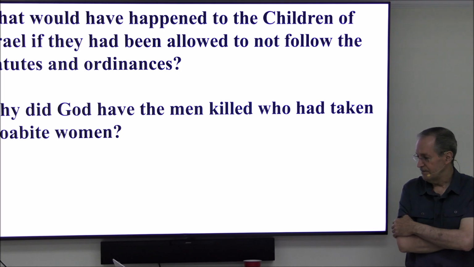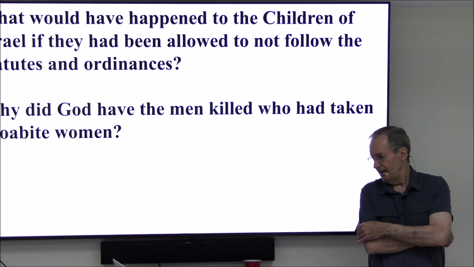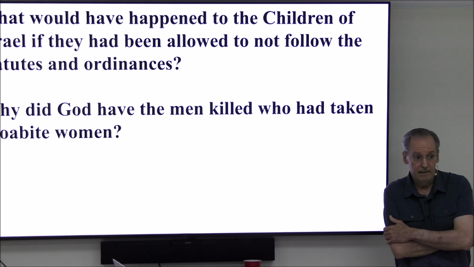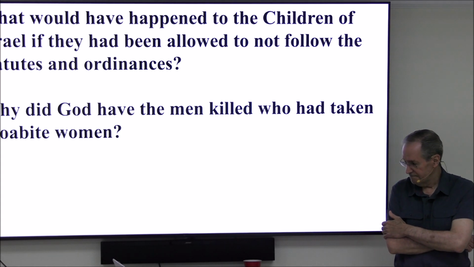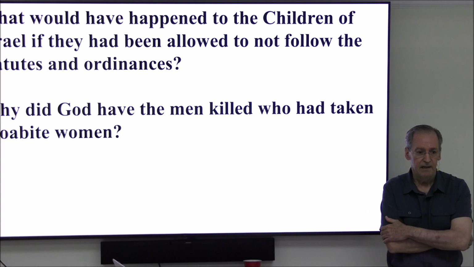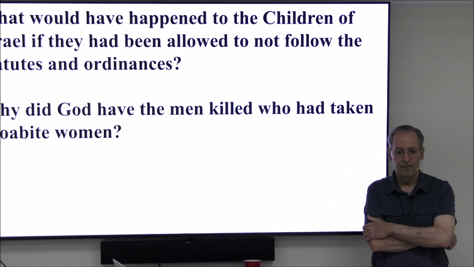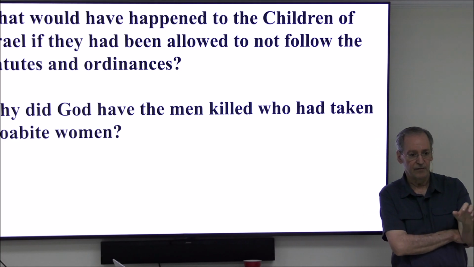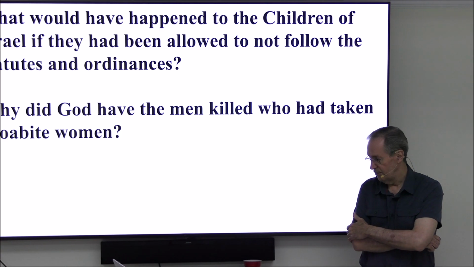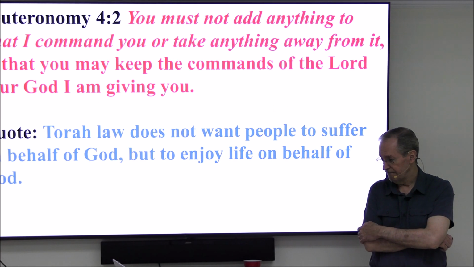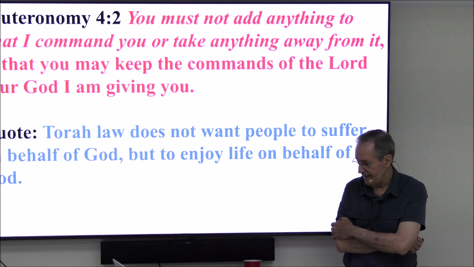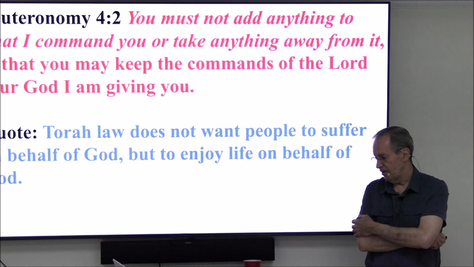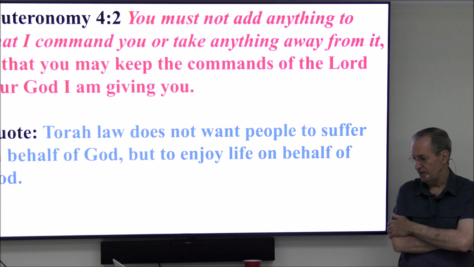What would have happened to the children of Israel if they had been allowed to follow this? Not follow the statutes and ordinances? There'd be no Israel. It wouldn't be there. And why did God have the men killed that were with the Moabite women? Because if you don't kill that, then it'll grow throughout all the kingdom, and the whole nation will die and cease to exist. Deuteronomy 4:2, you must not add anything to what I command you or take anything away from it, so that you may keep the commandments of the Lord your God I am giving you.